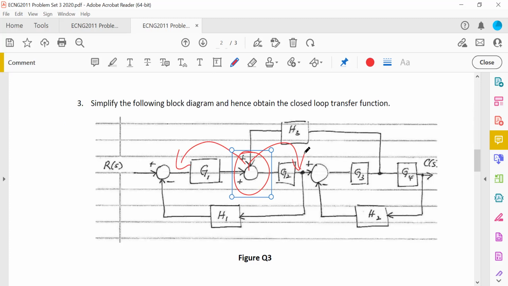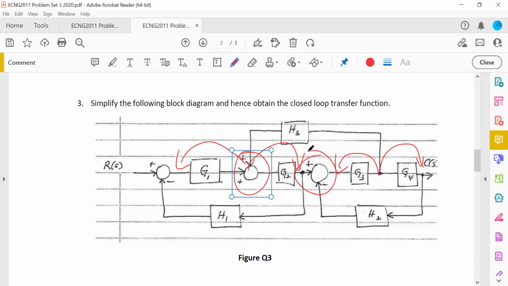Takeoff points, I can similarly move before a block or after a block. So I can move that takeoff point before G3 or after G4. What I can't do is swap takeoff points on summing junctions. So I can't move a takeoff point after a summing junction, or take a summing junction and move it before a takeoff point. Okay, that is not permitted.